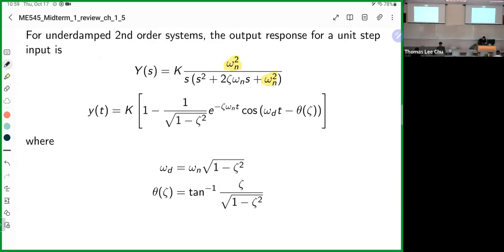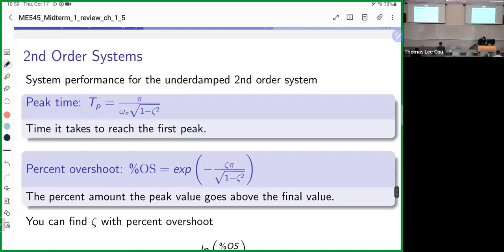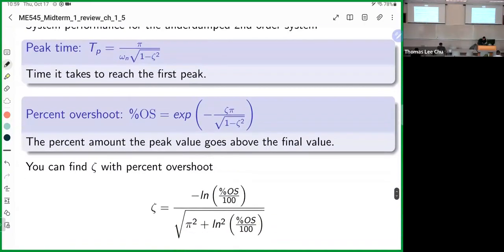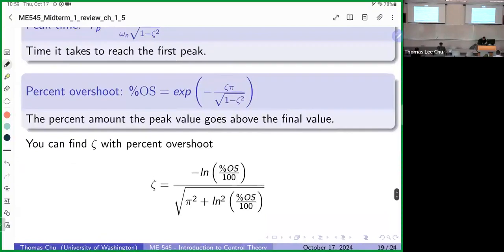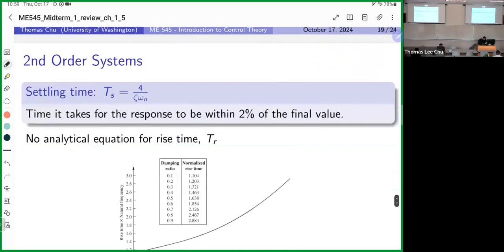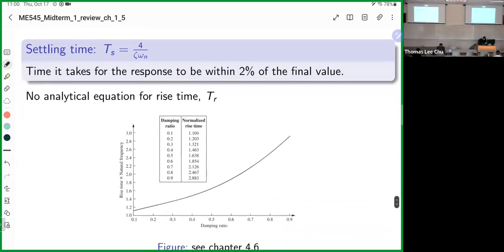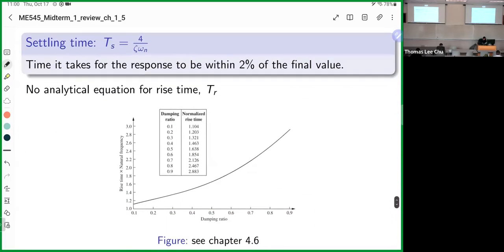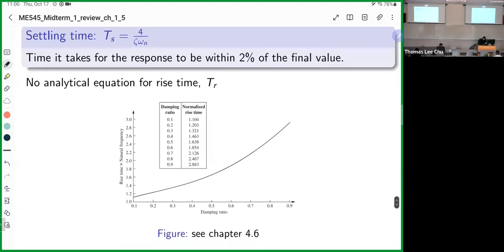So then on second order systems, these are the performances. You have peak time, percent overshoot, and then let's say I have percent overshoot given and you don't have damping ratio. Well, percent overshoot and damping ratio are only functions of each other. You don't need any other metric. So then you can determine damping ratio with percent overshoot or percent overshoot with damping ratio. Settling time is this equation here. And there's no analytical equation for rise time.